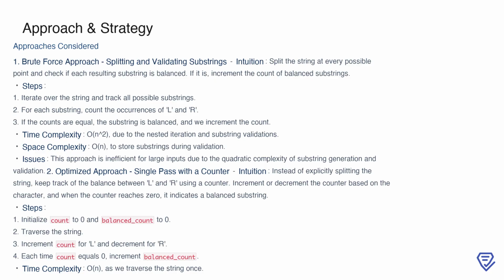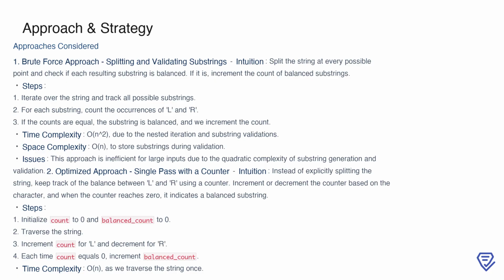However, this method has significant drawbacks. The time complexity is O(n squared), due to the nested iterations required for substring generation and validation, and the space complexity is O(n), to store these substrings temporarily. For large input strings, this approach becomes inefficient and impractical.